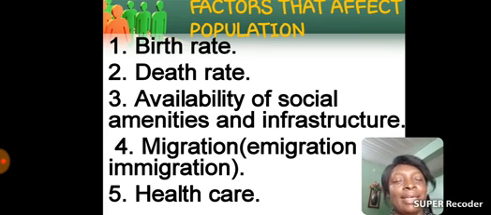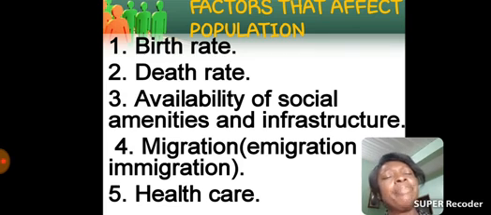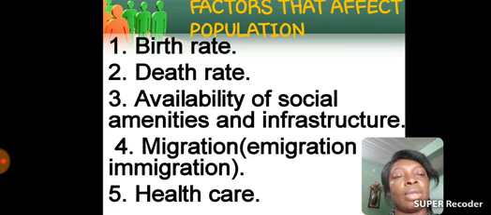Now, number 4, migration. It could be emigration, people going out of your country, or immigration, people coming into your country. When people come into your country, your own population will do what? It will explode. That means if they come in large numbers, it will definitely increase. But when you are leaving your country and moving out, then your own population will decrease. So you see, movements definitely affect population.